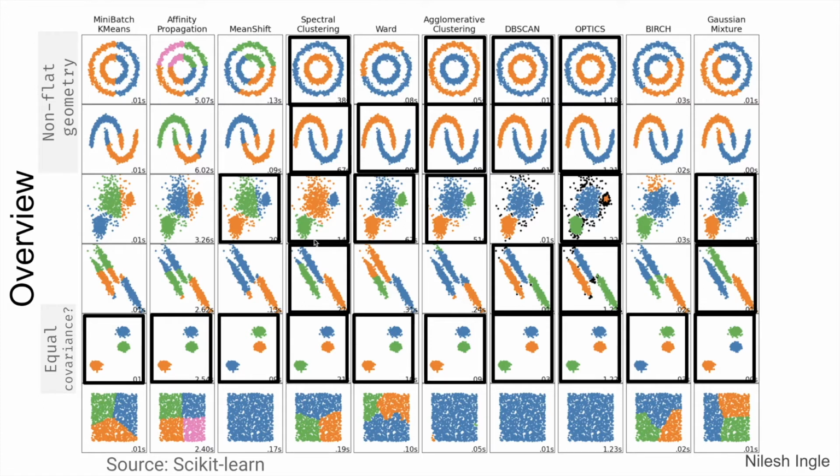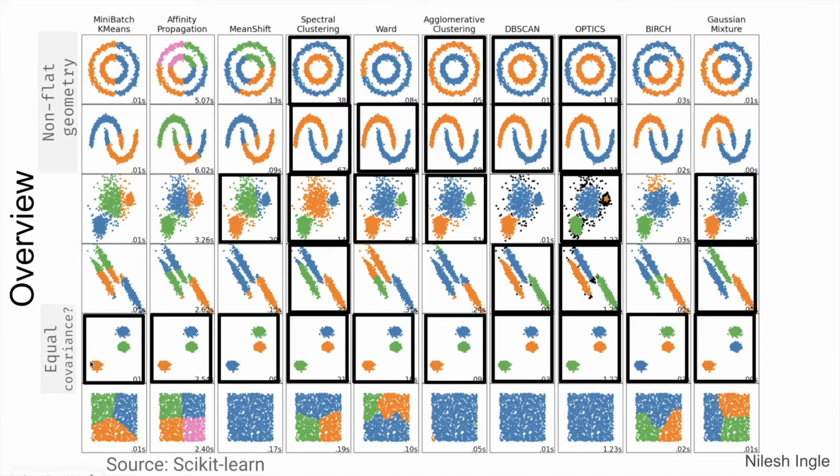Here is an image from the Scikit-learn docs, and it's a really nice comparison. We have different clustering methods arranged here in columns, and each row is a different type of data arrangement or data structure. The first two rows are for non-flat geometry, as evidenced by these circles and curves.